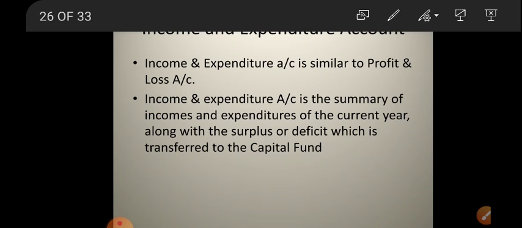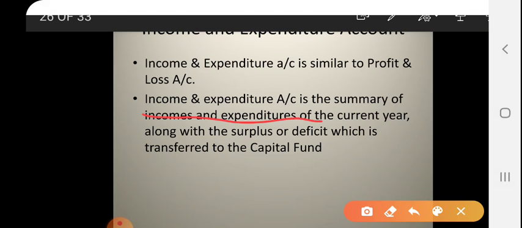Profit and loss account we prepare for a profit organization, whereas income and expenditure account is prepared for a not-for-profit organization. As we all know, the profit and loss account includes incomes and expenditures of a concerned period during an accounting period. Likewise, income and expenditure account is also the summary of income and expenditures of the current year.